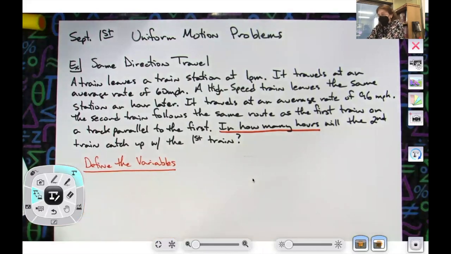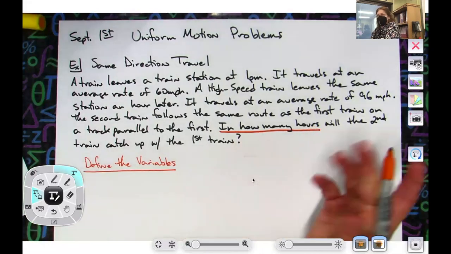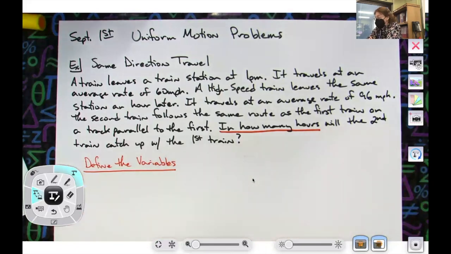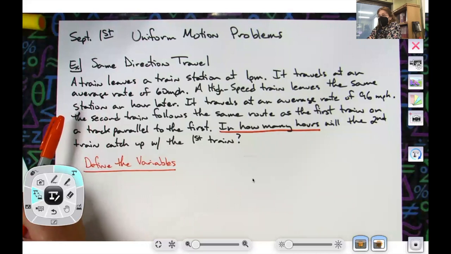I'm going to use a T just because hours would be time, as opposed to an X. Does it really matter? No, but let's use a T to make it a little bit more realistic with our problem here. Plus, I do want you to be able to change up that variable and see there's no difference. Now, if the first train leaves at 1, and the second train leaves an hour later, what's the difference in the amount of time the trains travel? They differ by 1, right? So one train is going to be traveling 1 hour longer than the other one.